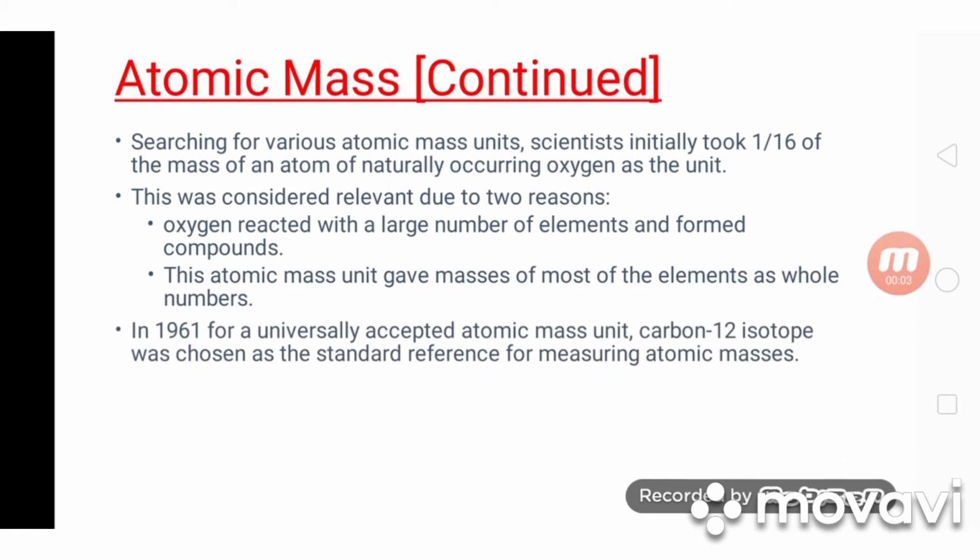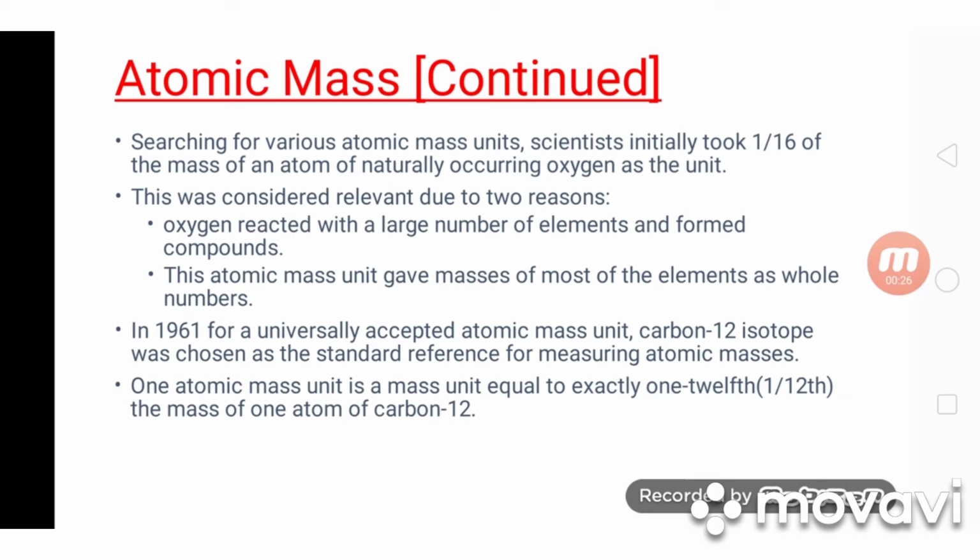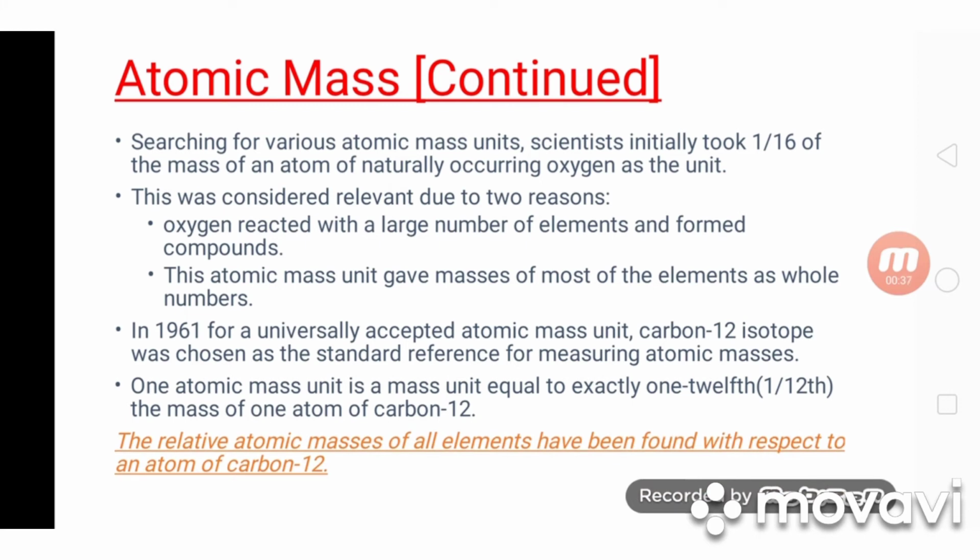In 1961, for a universally accepted atomic mass unit, the carbon-12 isotope was chosen as the standard reference for measuring atomic masses. One atomic mass unit is a mass unit equal to exactly 1/12 the mass of one atom of carbon-12. The relative atomic masses of all elements have been found with respect to an atom of carbon-12.